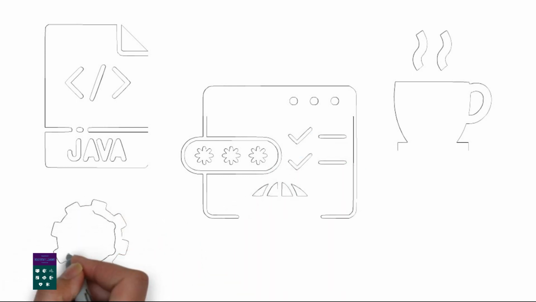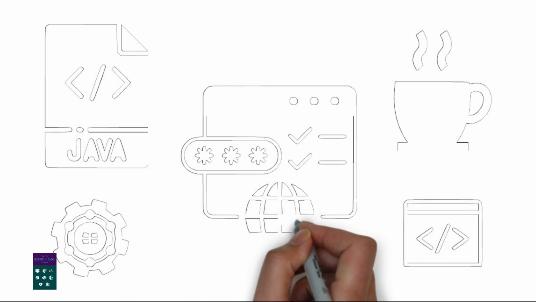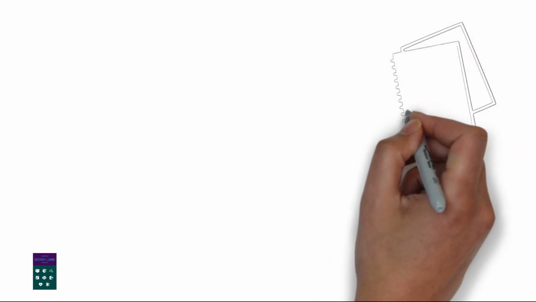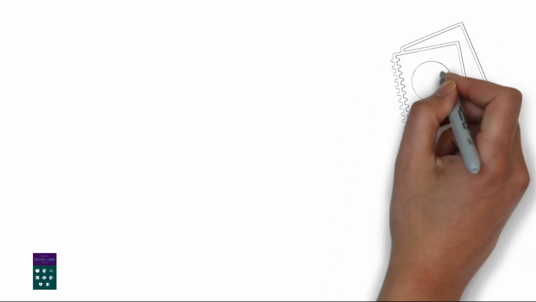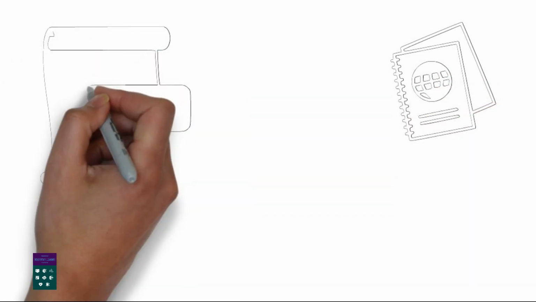6. Embedded systems. Java is also used in embedded systems, such as smart cards and SIM cards, due to its platform independence. 7. Scientific and research applications. Java is used in various scientific and research applications due to its performance and portability.